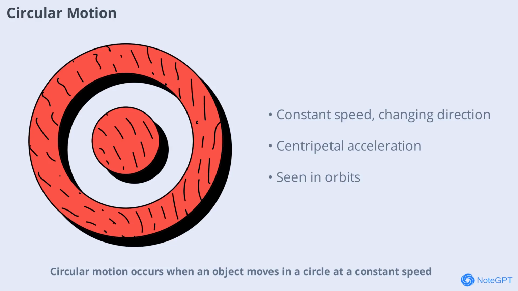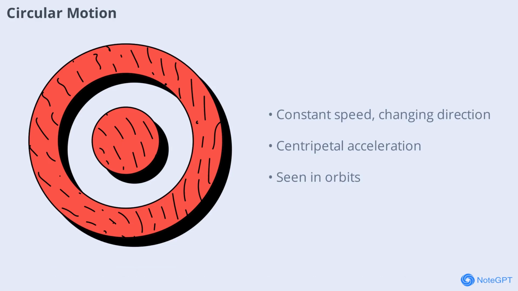Circular motion occurs when an object moves in a circle at a constant speed. Even though the speed is constant, the direction is always changing, which means the object is accelerating. This acceleration is called centripetal acceleration and is directed toward the center of the circle. Circular motion is seen in everything from spinning wheels to the orbits of planets.